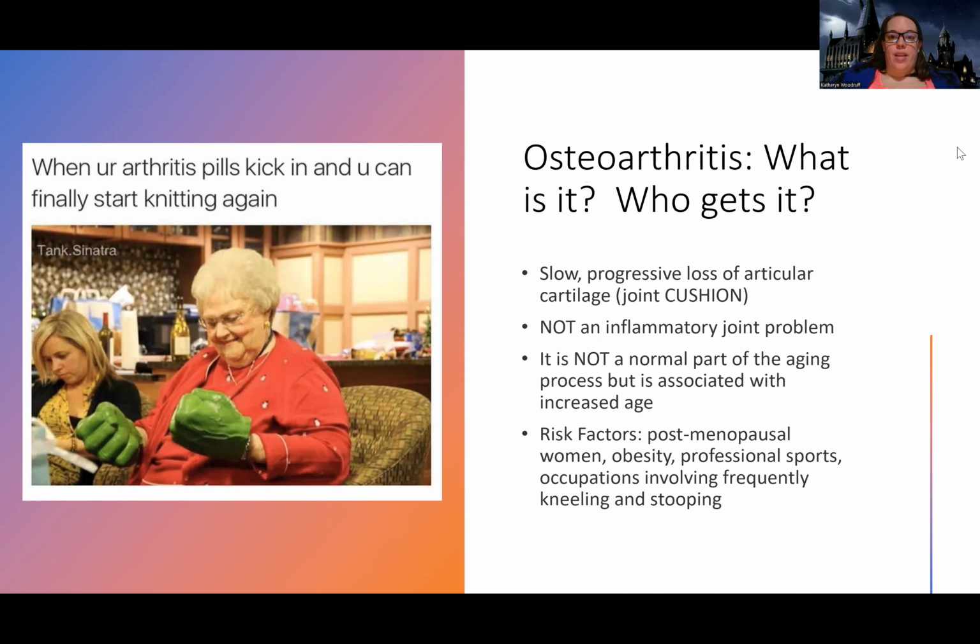First, let's talk about osteoarthritis. And osteo means bone.